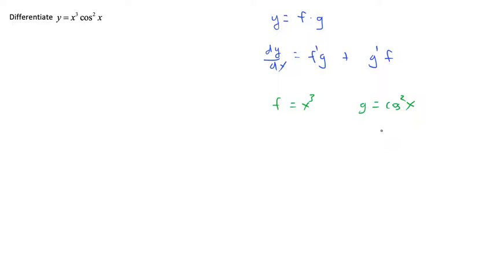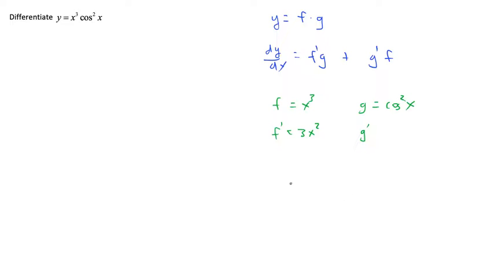Okay? I guess we can do this work on the side here, right? The derivative of the f function, right? The derivative of x cubed is just 3x squared. Here's where we get a little bit tricky, right? What is the derivative of cosine squared of x? Okay, it's not sine or negative sine squared of x, right?